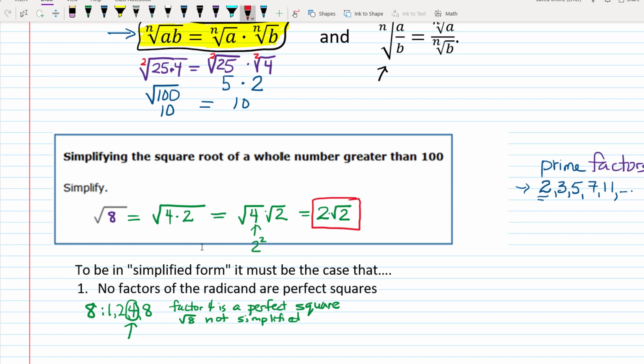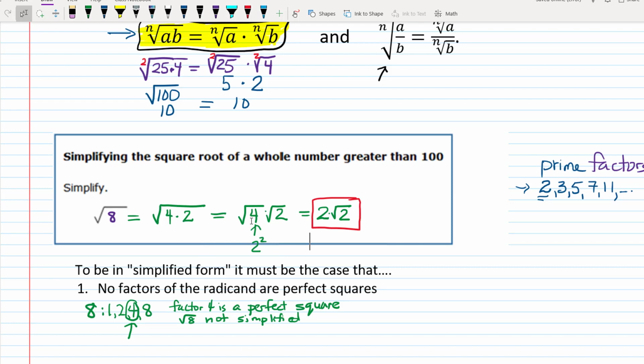And it might seem strange, but if you put the square root of 8 into your calculator, you're going to get the same value as if you put 2 times the square root of 2 into your calculator. They're the same number. All right, now I promised we would do 2 methods.